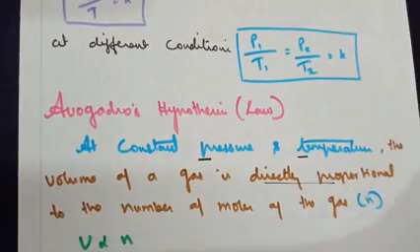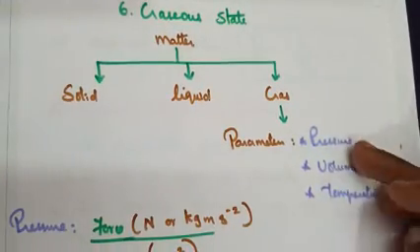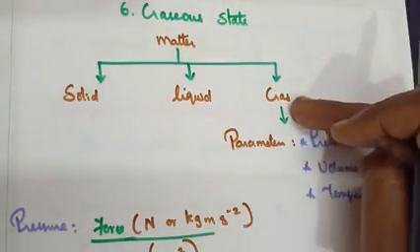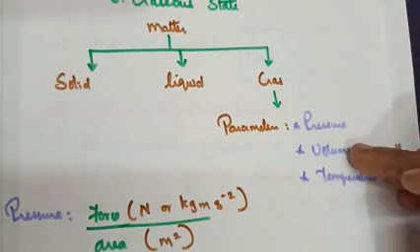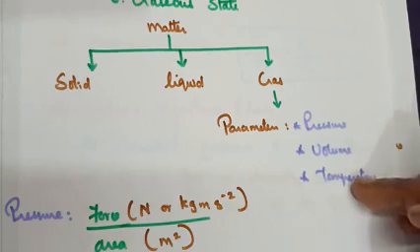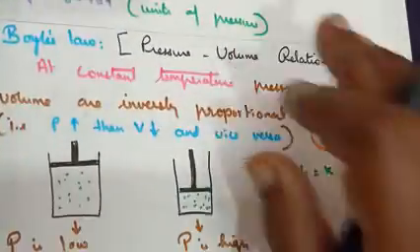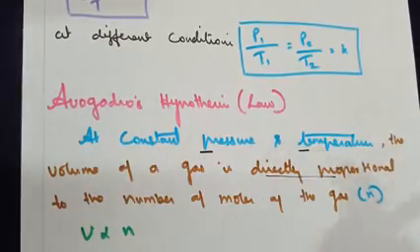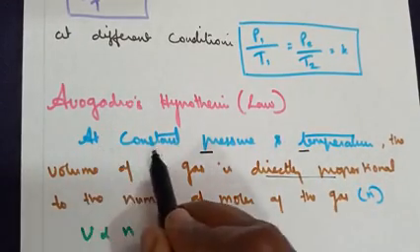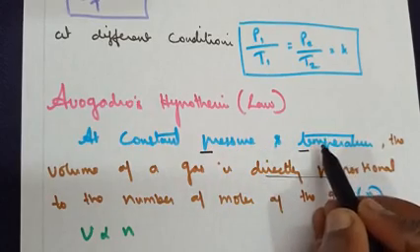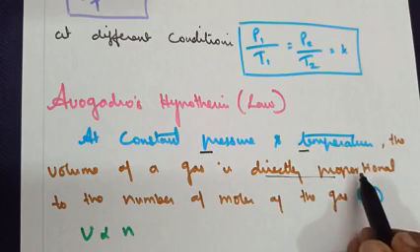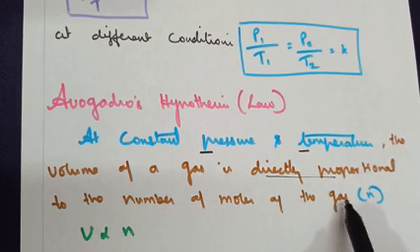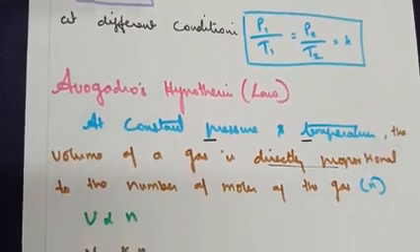As I told you, there are different parameters based on which we understand the gaseous form of matter better. In terms of pressure we have seen, in terms of volume we have seen, in terms of temperature we have seen. Now we are going to see in terms of number of moles. So that is under Avogadro's concept. So at constant pressure and temperature, the volume of the gas is directly proportional to the number of moles of the gas, which is represented as n.